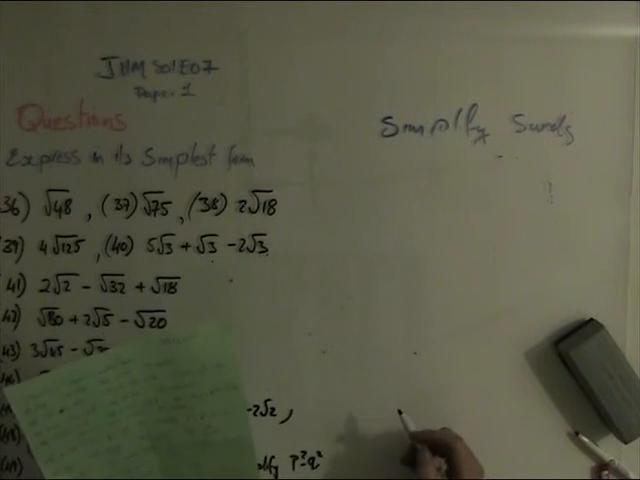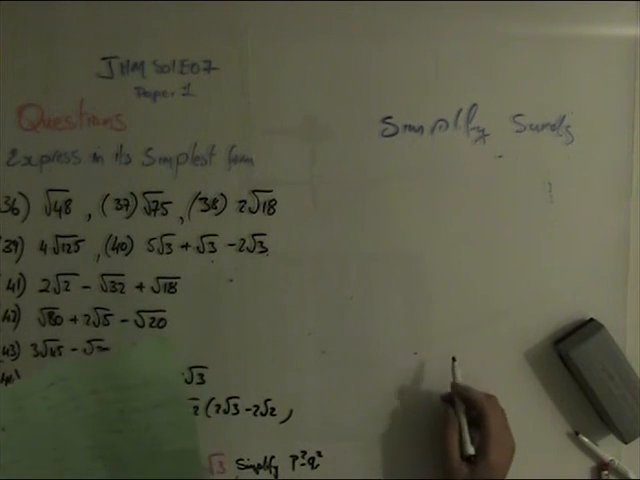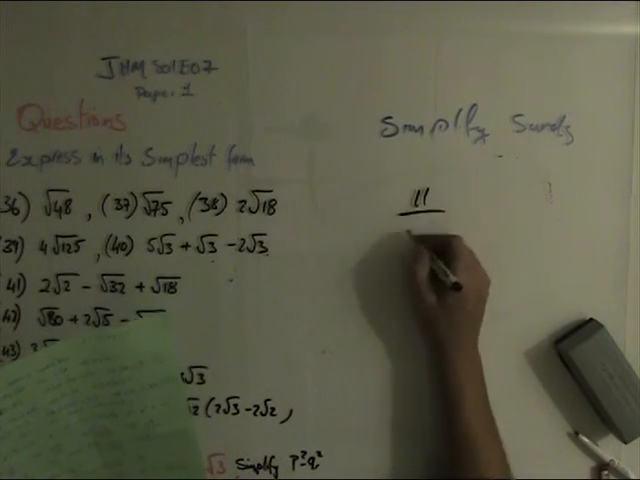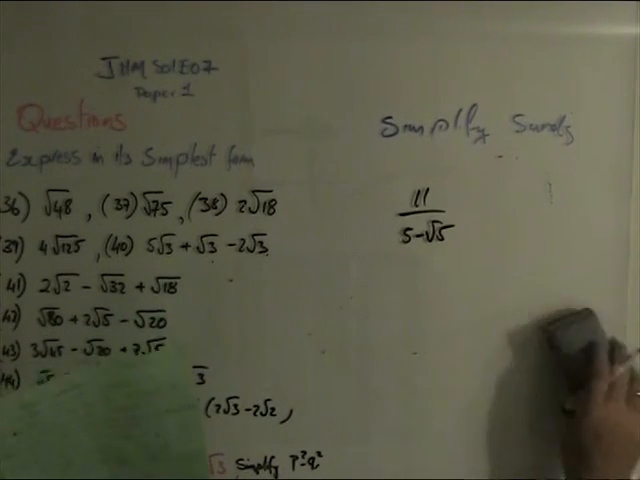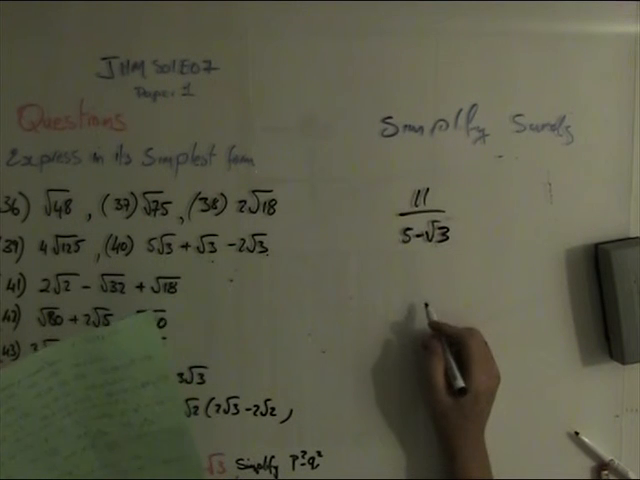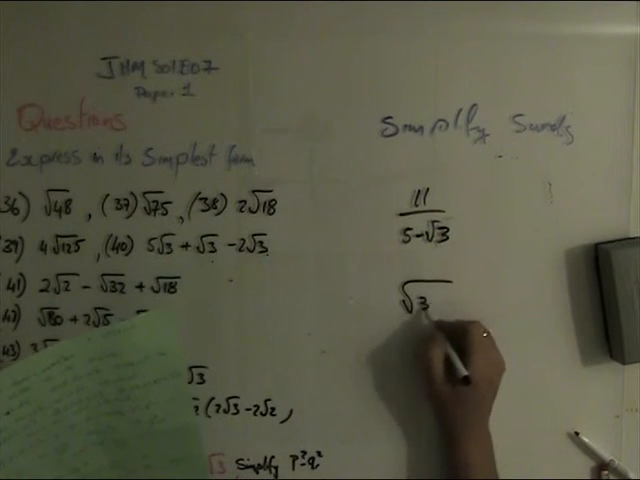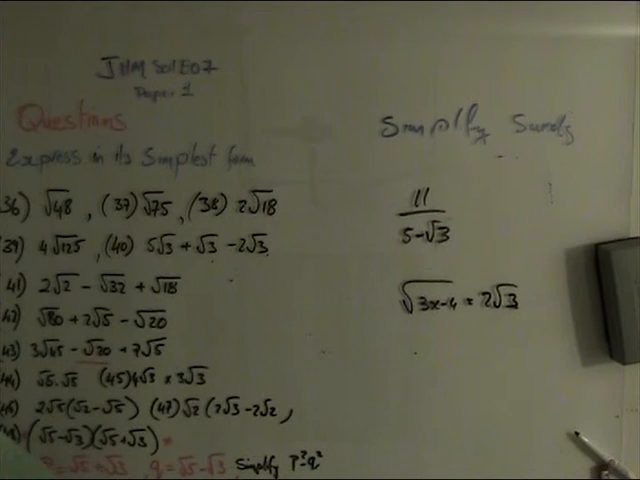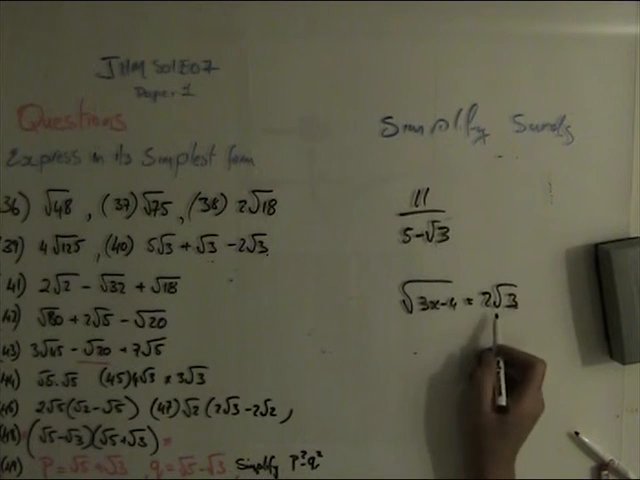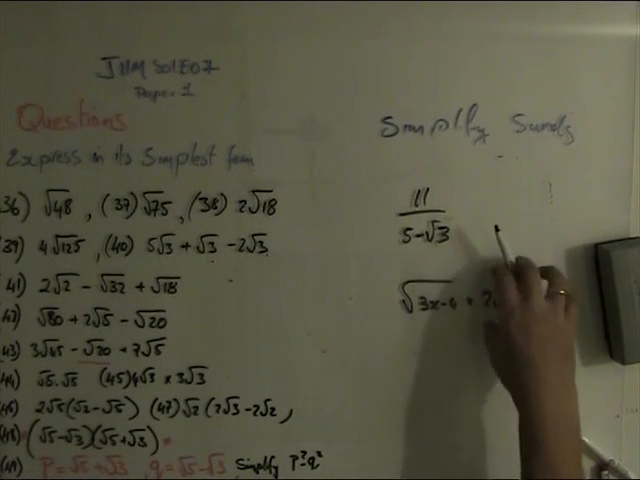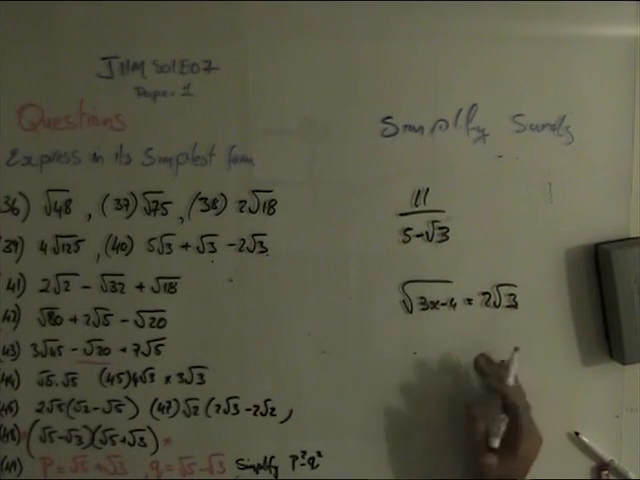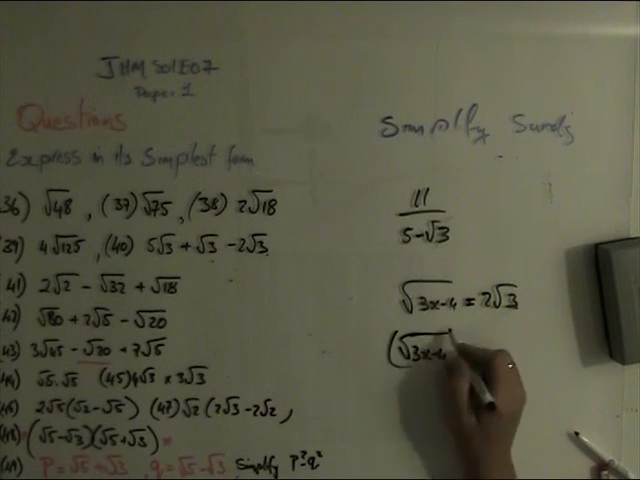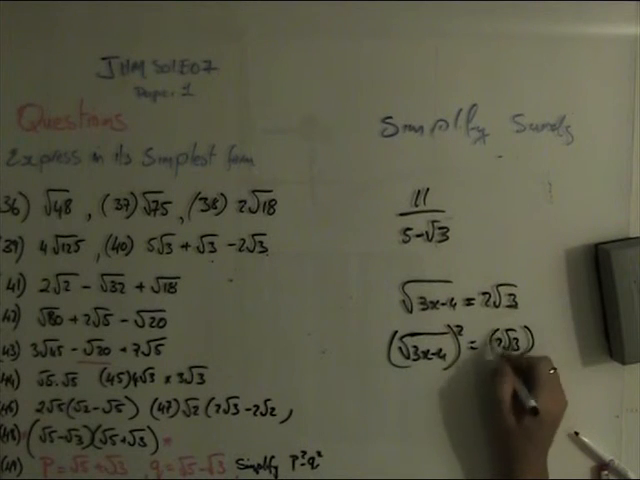Let's have a look at this one. Right. 11, I'm going to change it, minus root 3. I'll do that in a while. Let's try this one. This looks interesting. The square root of 3x minus 4 is equal to 2 times root 3. Now look, I've got two root signs here. So what I need to do is square both of them. I can do anything to them so long as I do it to both of them. Okay? So root 3x minus 4, all squared, is equal to 2 root 3, all squared.